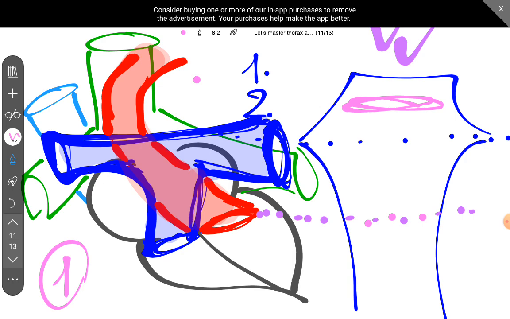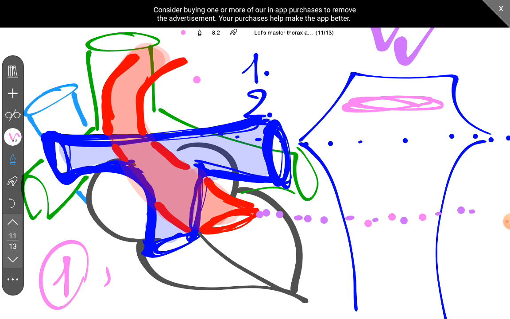The ascending aorta relations: anteriorly, it's the aortopulmonary trunk, the right auricle, the infundibulum of the left ventricle, besides the right lung and pleura. Posteriorly, we have the transverse sinus of the pericardium. We have the right pulmonary artery separating it from the right principal bronchus.